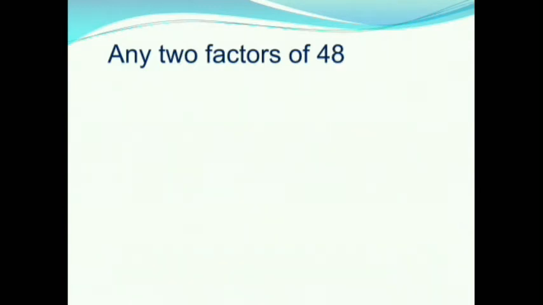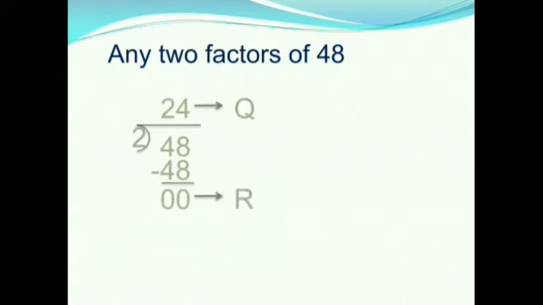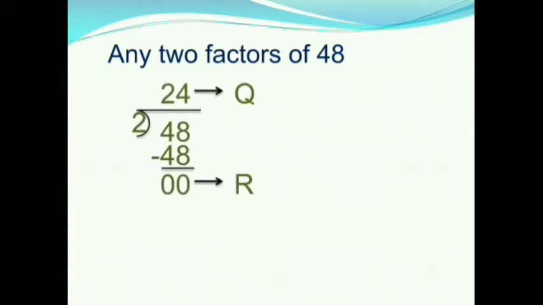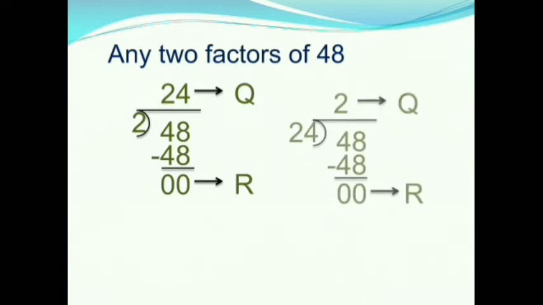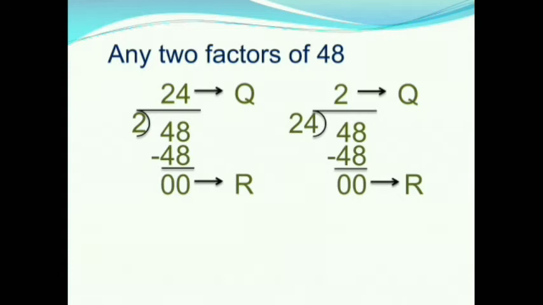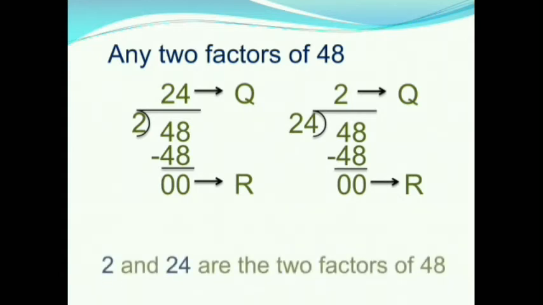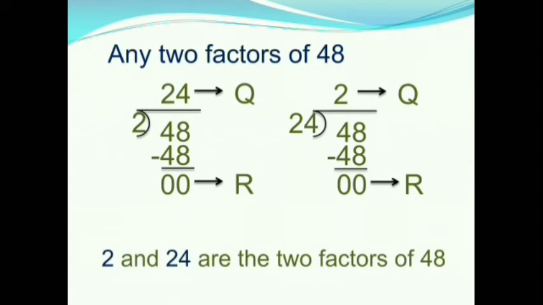Now we will write the factors of 48. 48 is divisible by 2. 24 is the quotient and 0 is the remainder. 48 is divisible by 24. 2 is the quotient, 0 is the remainder. Therefore, 2 and 24 are the factors of 48.